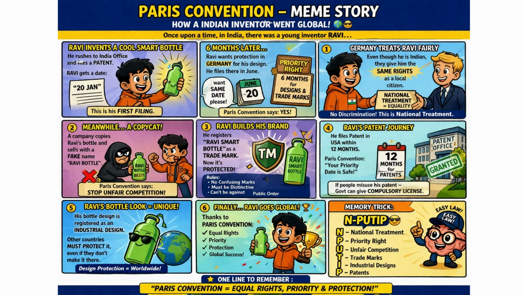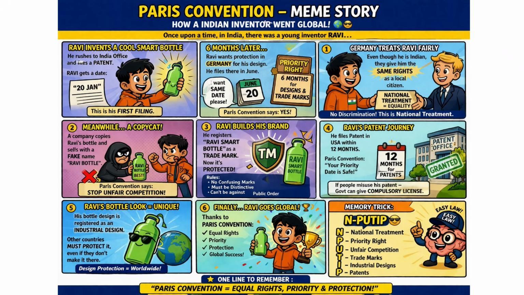This is called the priority right, where Ravi gets 6 months for designs and trademarks and 12 months for patents to file in other countries with the same date. Now in Germany, Ravi is treated exactly like a local citizen. No discrimination. This is called national treatment.